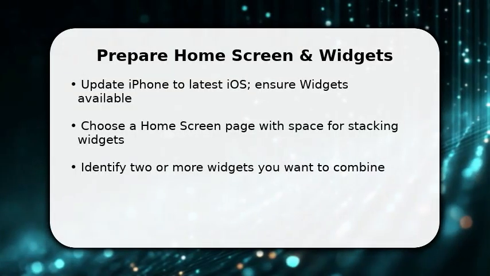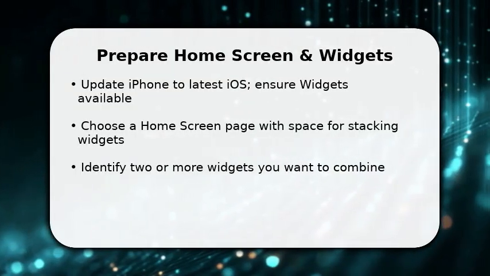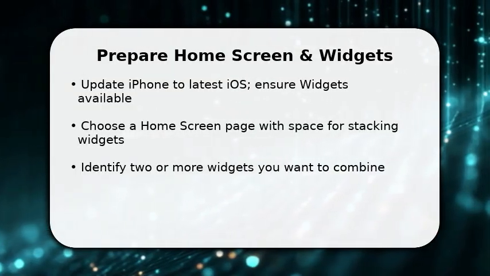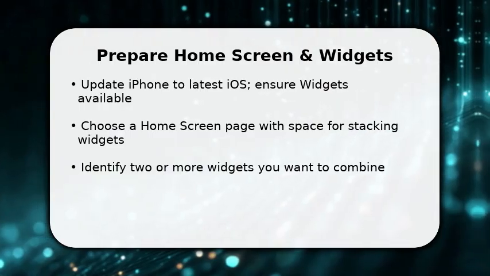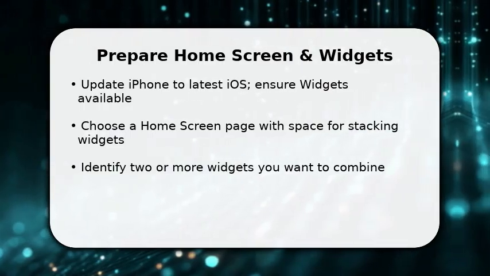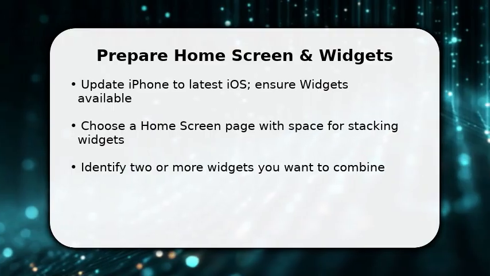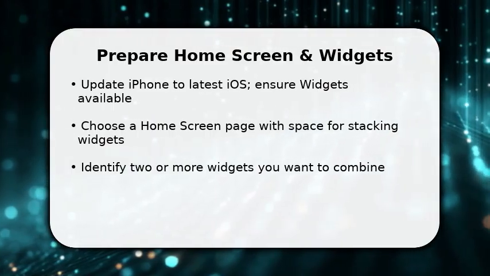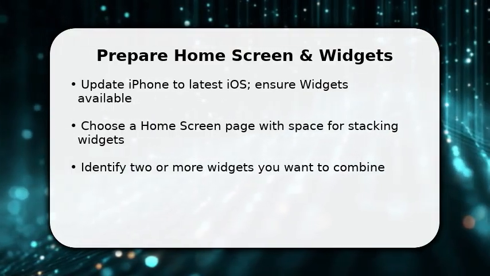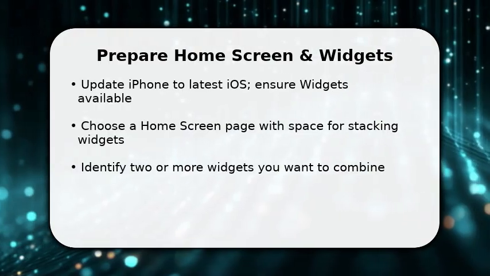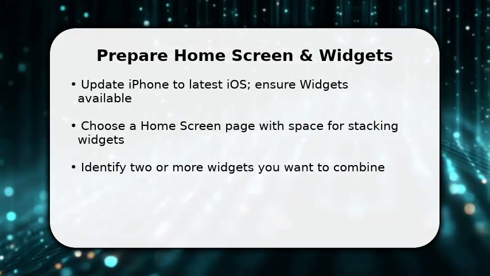You'll start with the basics that matter. Confirm your iPhone is updated and pick a home screen page with room. Once done, press and hold an empty area until icons jiggle. Make sure the widgets you want are already added to a screen or to the widget gallery. You're preparing both the canvas and the pieces. This saves time and avoids redundant steps.